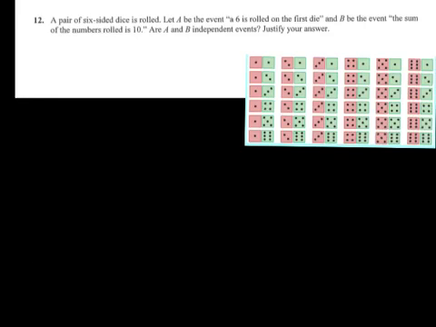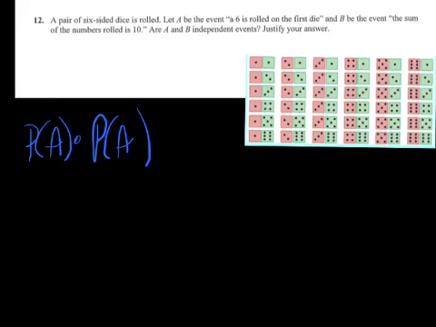The last problem on this page asks us this. A pair of 6-sided dice is rolled. Let A be the event a 6 is rolled on the first die, and let B be the event the sum of the numbers rolled is 10. Are A and B independent of each other? You want to remember the test for independence. It's this. Find the probability of A and times it by the probability of B. That means 2 fractions. Okay. So do that first.